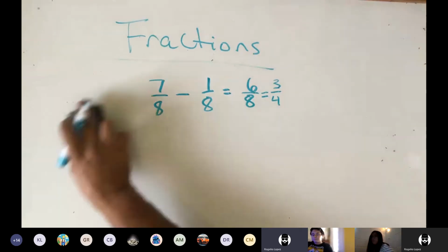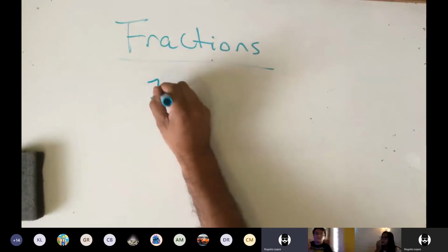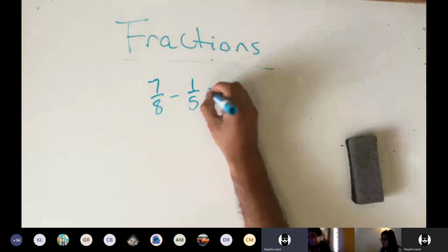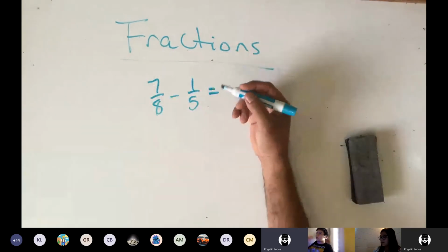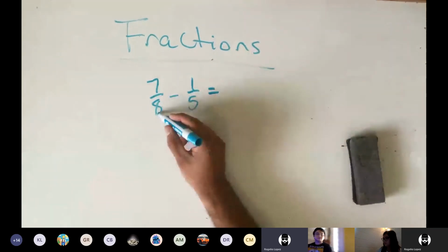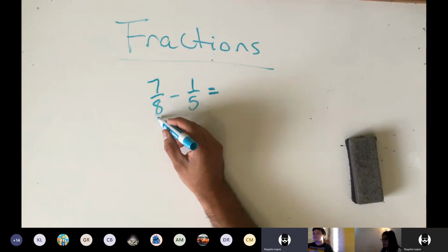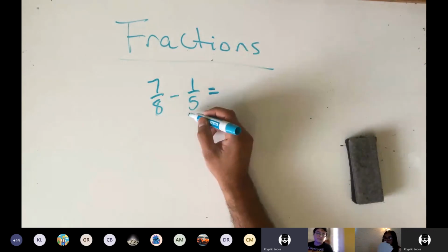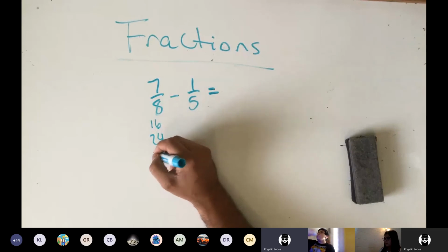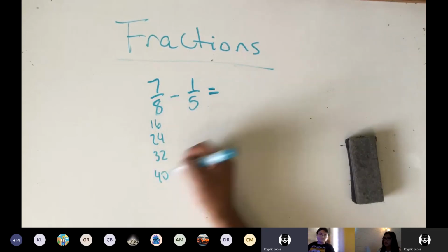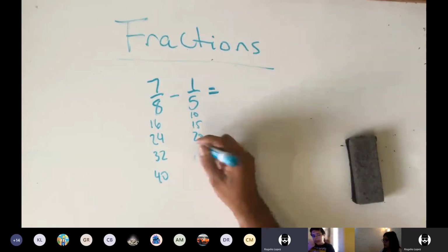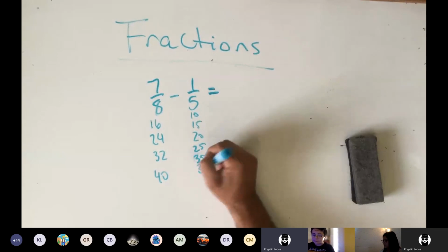If they don't have common denominators, let's do 7/8 minus 1/5. Those do not have common denominators, so now we do have to find common denominators. Again, we find what the 8 can become and what the 5 can become. The 8 can become 16, 24, 32, and then 40. The 5 can become 10, 15, 20, 25, 30, 35, and then 40. That's when it becomes something that both can become.